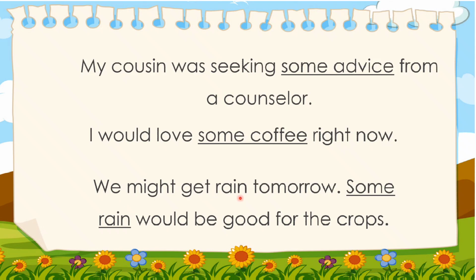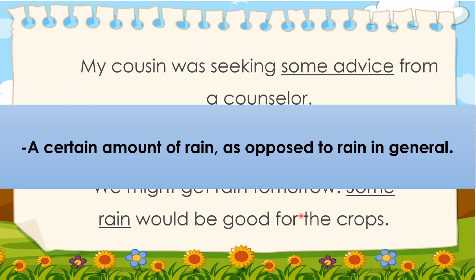We might get rain tomorrow. Some rain would be good for the crops. Of course, we used some here because it's a certain amount of rain as opposed to rain in general. So you are referring to rain, but a specific rain that will go to those crops. That's why we used some.